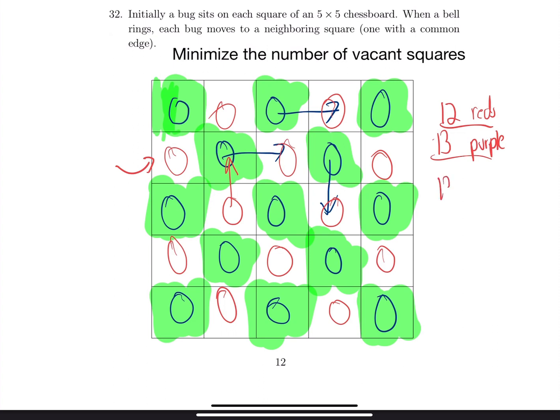So after, there's going to be 12 purples, and there's going to be 13 reds. So that means that there's going to be 12 bugs on green spots after the bell rings. Exactly 12. But there's 13 green spots. So one of the green spots has to be left empty because there's only 12 bugs going to be on green spots. So there must be a green spot that's empty. Because 12 things can't fit in 13 boxes.